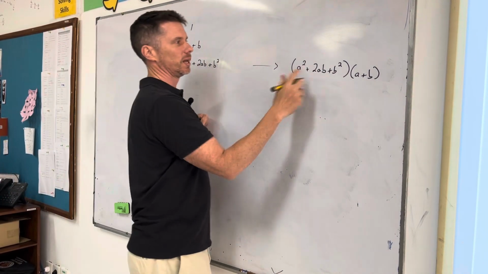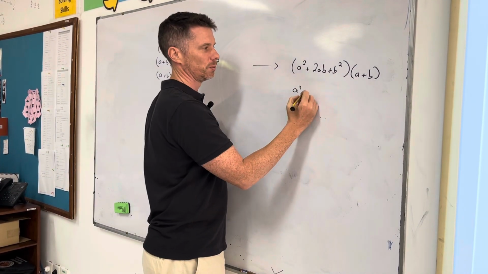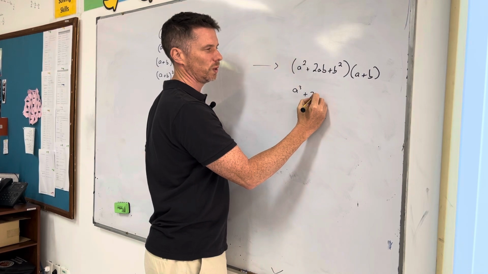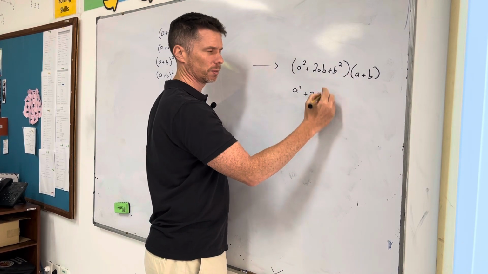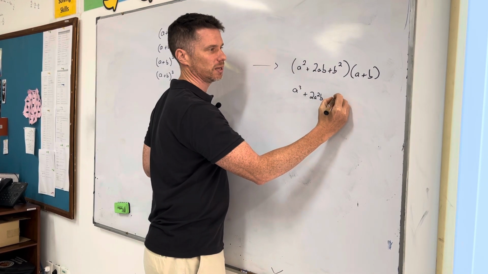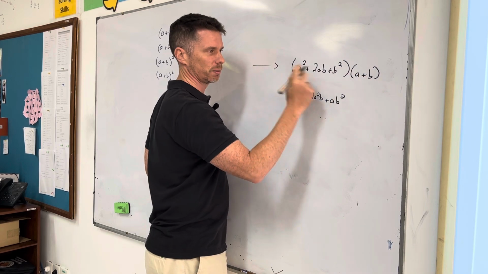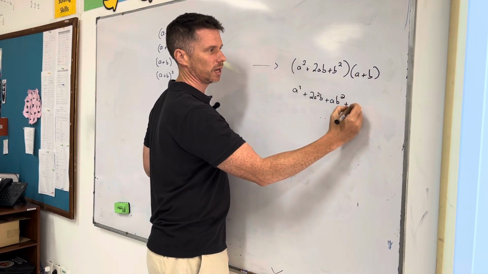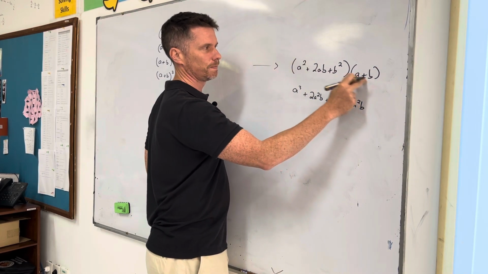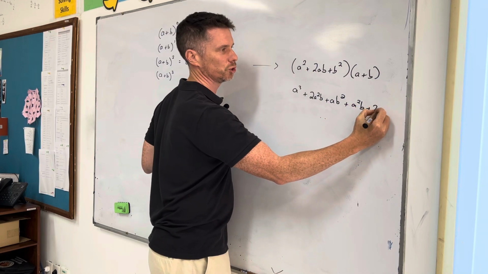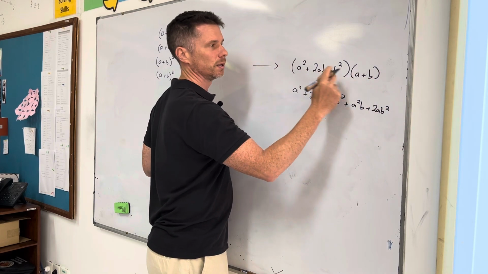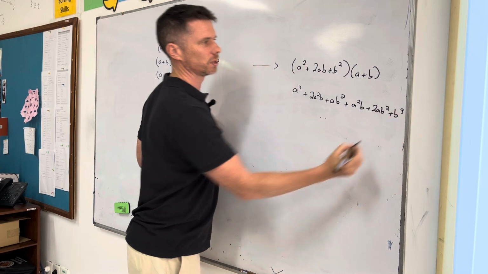So we get definitely a cubed. We multiply them all by a. You get 2a squared b, I'm multiplying by a, plus ab squared. Now multiply by b. You get a squared b, you get 2ab squared, and you get b cubed.